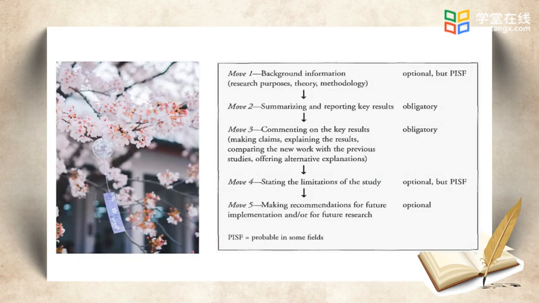Key points. This key point concerns the structure of discussion or conclusion sections. The pattern includes 5 moves: background information, summarizing and reporting key results, commenting on the key results, stating the limitations of the present study, and last, making recommendations for future research. The second and the third are obligatory moves, according to Swales. Meanwhile, move 1 and move 4 are optional, although in some fields they are likely to be chosen. That is what the abbreviation PISF means.